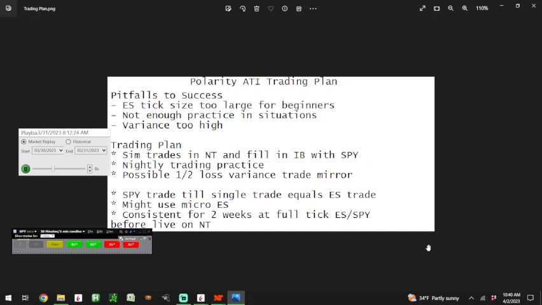Even like I say, even if you're really good in the sim, really good in the playback, I still don't think you can. The ES tick size is too large for you. I still think that you're setting yourself up for failure at that point.